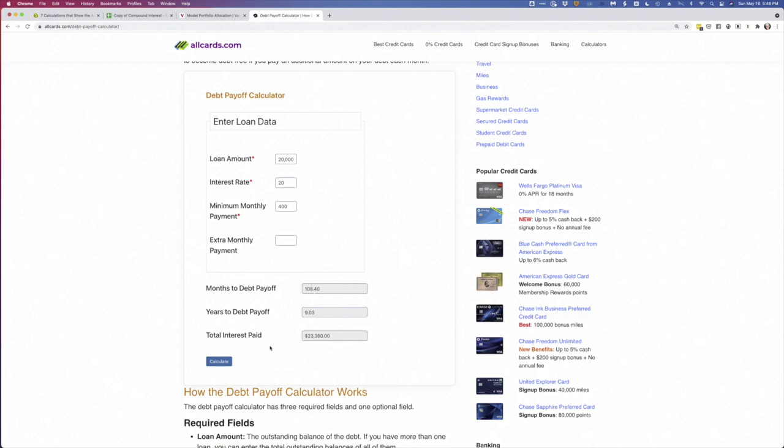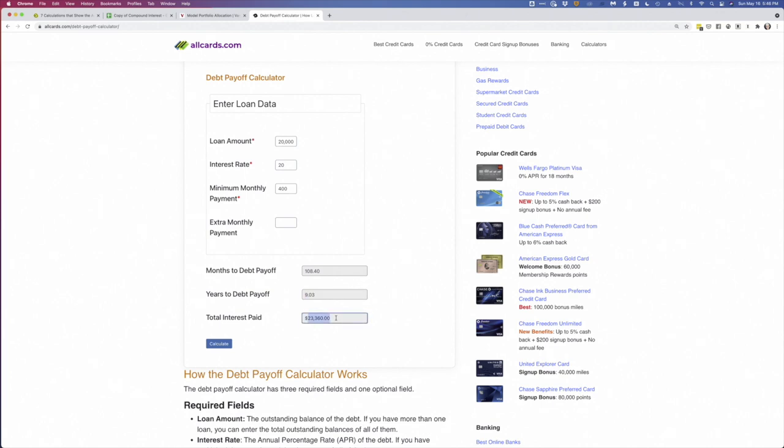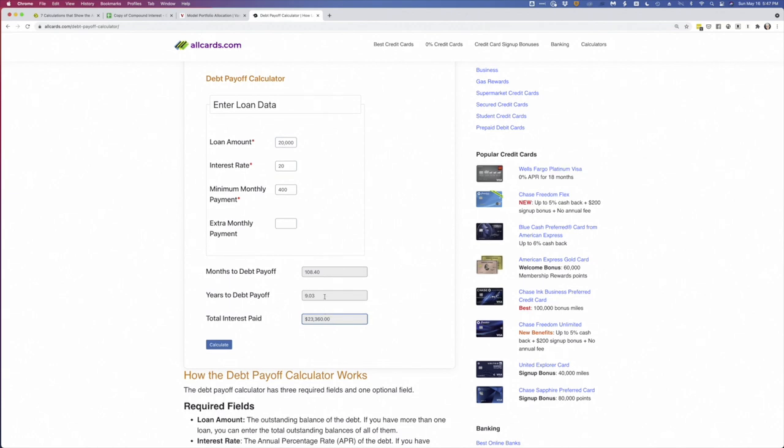So what do we have? Well, you can see it's going to take us 9 years to pay this debt off. And it's going to cost us more in interest alone, more than the current balance of the loan, $23,360. Keep those two numbers in mind. 9 years to pay it off and $23,000.